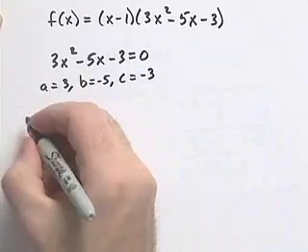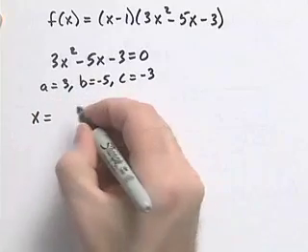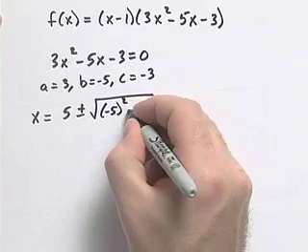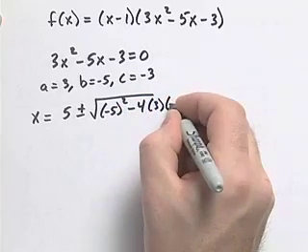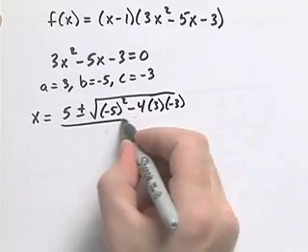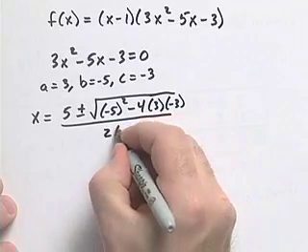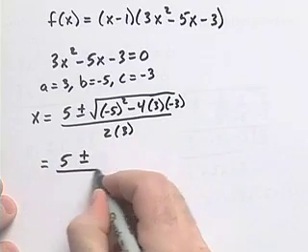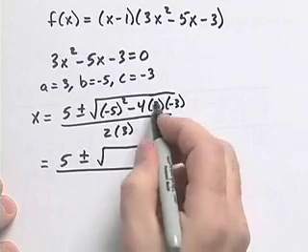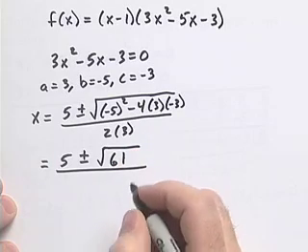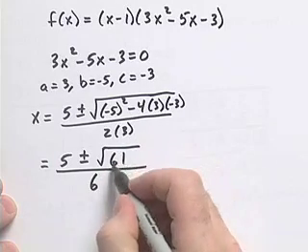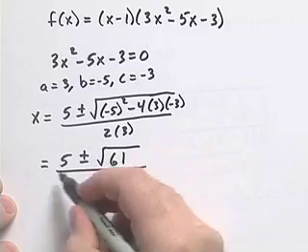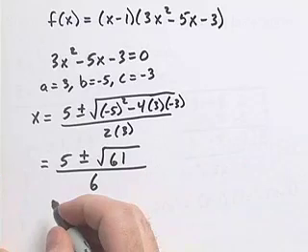If we plug these values into the quadratic formula, we'll get x is equal to 5 plus or minus the square root of negative 5 squared, minus 4 times 3 times negative 3, and all of that is going to be over 2 times 3. It gives us 5 plus or minus square root. Now if we work out what we get on the inside, it turns out to be 61. And our denominator here is 6. Since 61 is not a perfect square, there's no way we can reduce this, and there's no perfect square factors of 61, and these are our two remaining zeros.